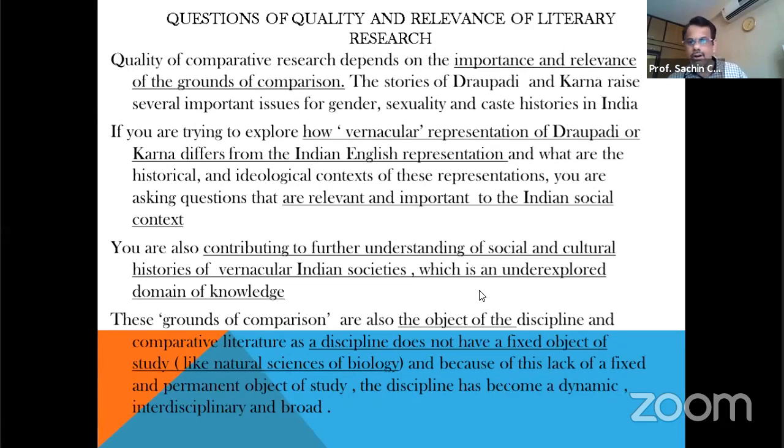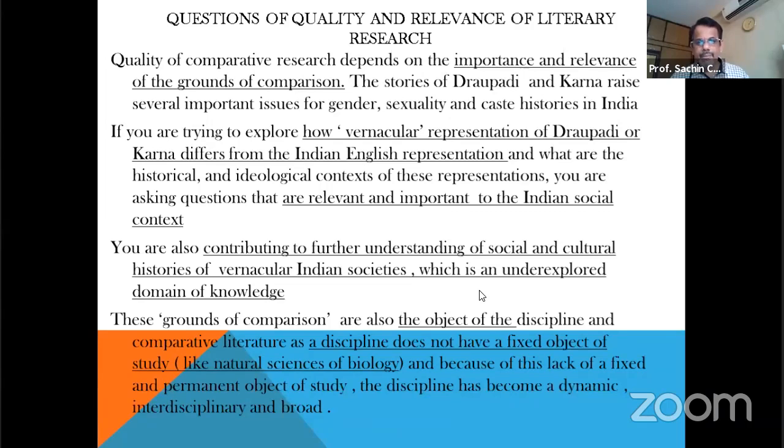The question is called ground of comparison, which is relevant to the society in which we live. You are also contributing to further understanding of social and cultural histories by doing this of vernacular Indian societies, which is an underexplored domain of knowledge. The term vernacular needs to be slightly discussed because very often people think that it's a language of slaves.